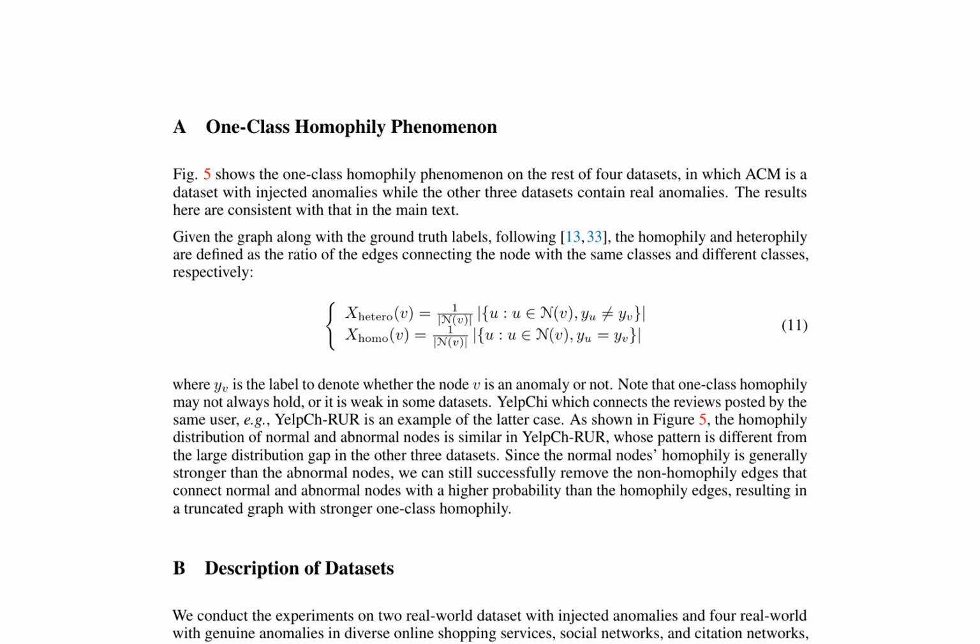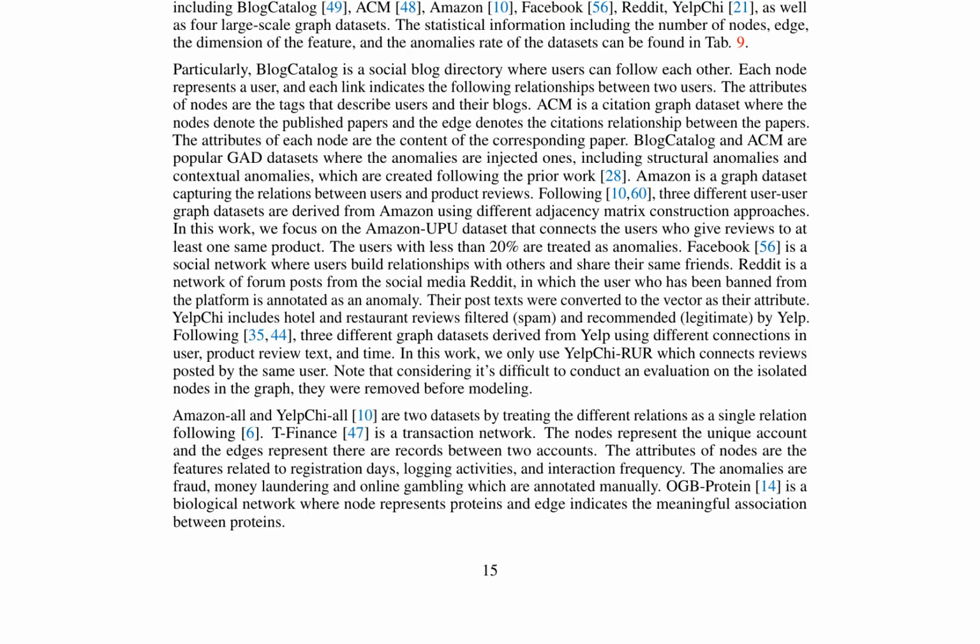The experiments utilize 8 diverse datasets, including Blog Catalog, ACM, Amazon, Facebook, Reddit, Yelp Qiao, Amazonal, T-Finance, and OGB Protein, which represent online shopping services, social networks, citation networks, and biological networks.